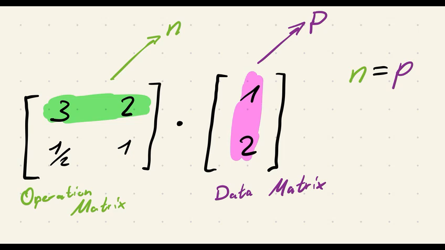The number of numbers in a row in the operation matrix is called n. The number of numbers in a column in the data matrix is called p. You can only multiply two matrices if n is equal to p, because imagine you pour the data matrix on top of the operation matrix, but if there are not enough numbers, one number is just not going to get multiplied with anything.